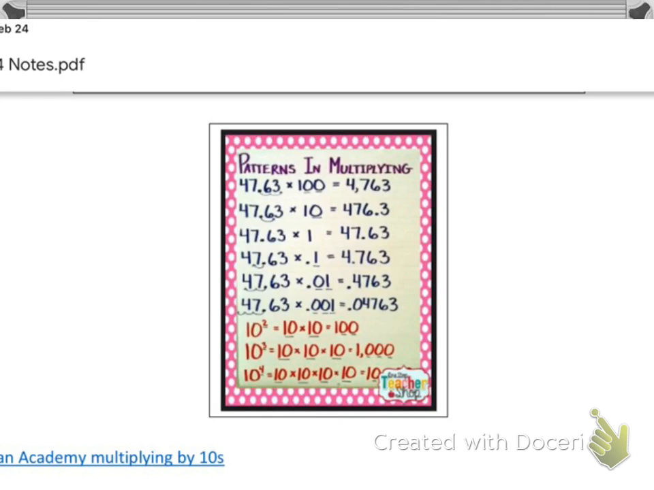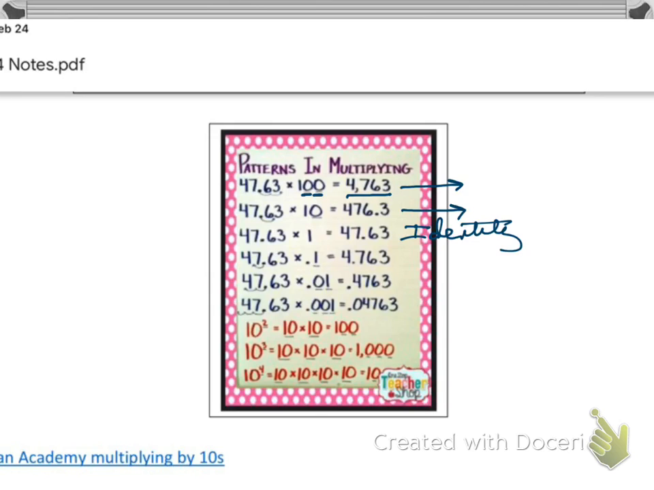Okay, if you have 47.63 times 100, you're going to move your decimal point to make the number bigger 2 places to the right, and that's the resultant number. So you're moving this way. Okay, 47.63 times 10, just move your decimal 1 place to the right. 47.63 times 1, that's an identity. Okay, that's the identity property, and there's no change in your number.